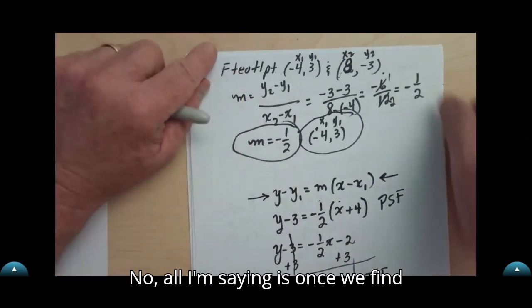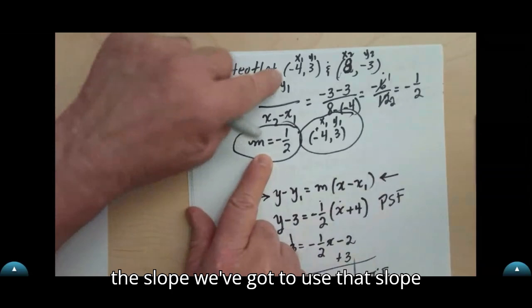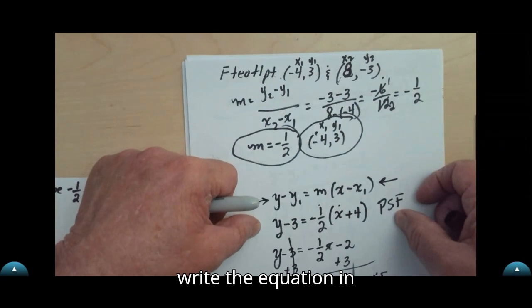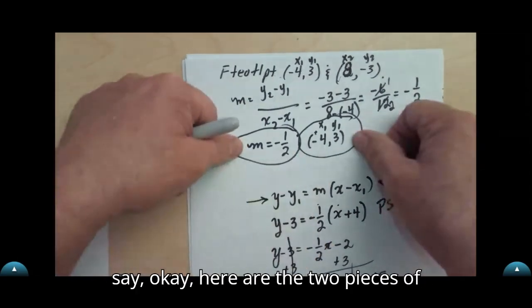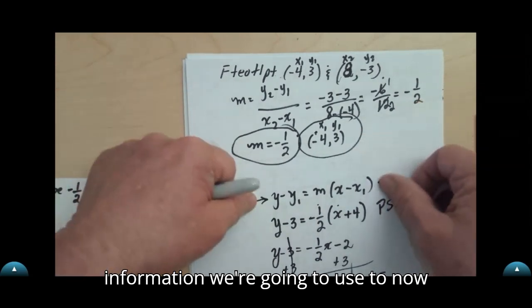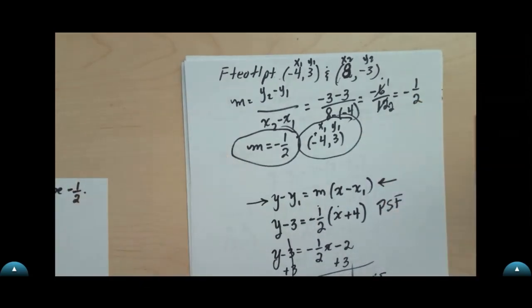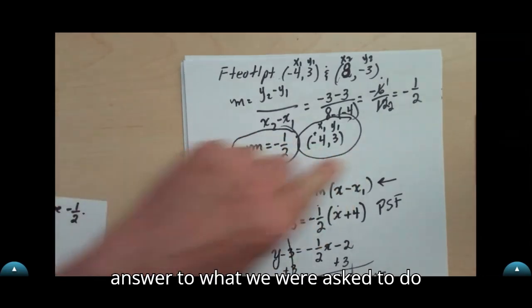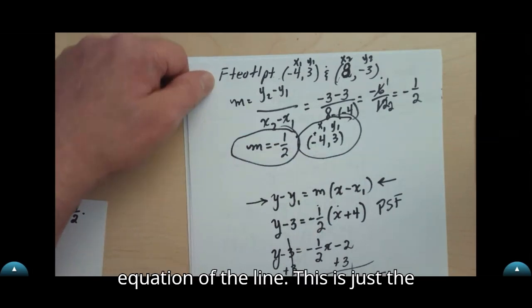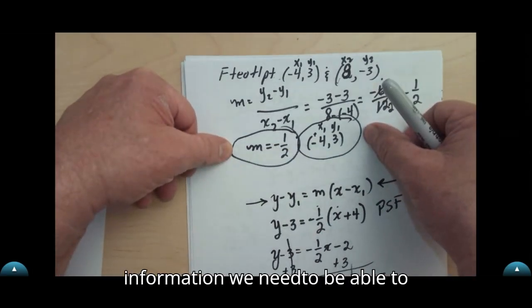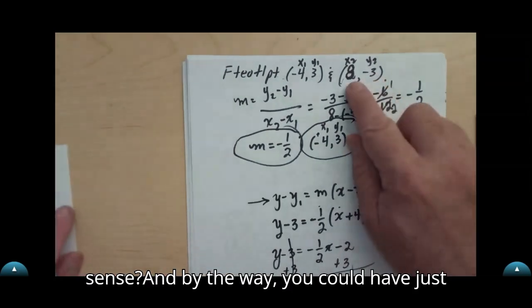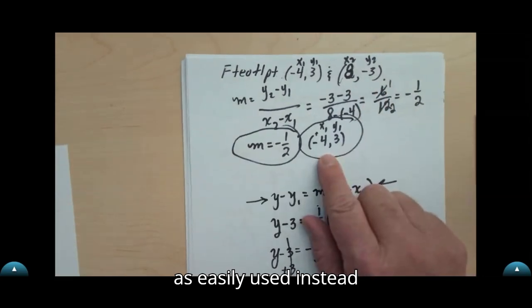All I'm saying is once we find the slope, we've got to use that slope along with one of these points to write the equation in point slope form. I just wrote it here to say, okay, here are the 2 pieces of information we're going to use to now write that equation of the line. This isn't the answer to what we were asked to do anyway, right? We're asked to find the equation of the line. This is just the information we need to be able to write that equation of the line. Does that make sense?